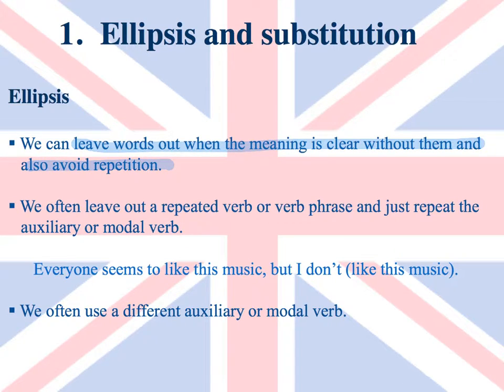We often leave out a repeated verb or verb phrase and just repeat the auxiliary or modal verb. For instance, everyone seems to like this music, but I don't. We often use a different auxiliary or modal verb. For instance, I think you should apologize. I already have.